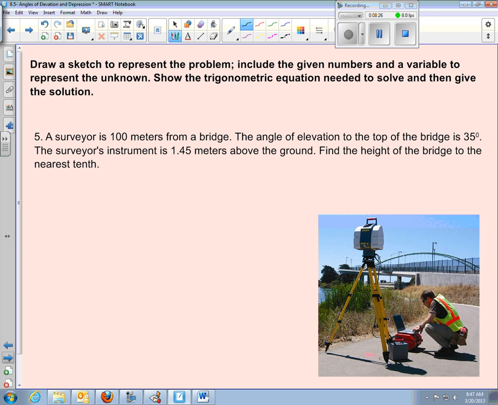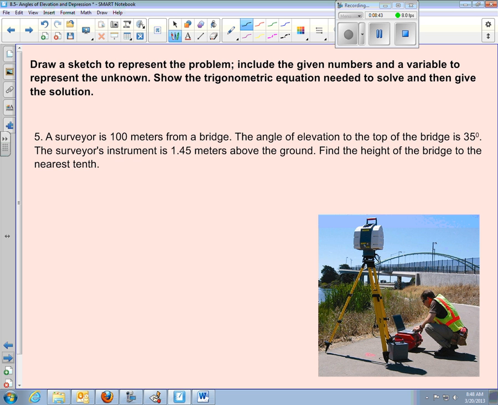All right, ooh, this one's a good problem. The surveyor is 100 miles from a bridge. The angle of elevation to the top of the bridge is 35 degrees. The surveyor's instrument is 1.45 meters above ground. Find the height of the bridge to the nearest tenth.